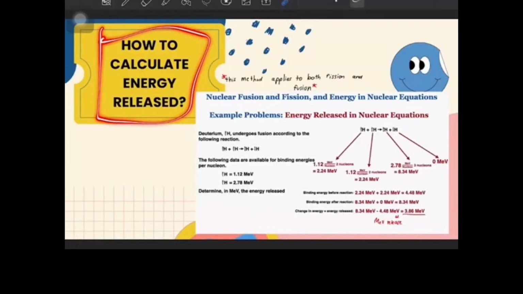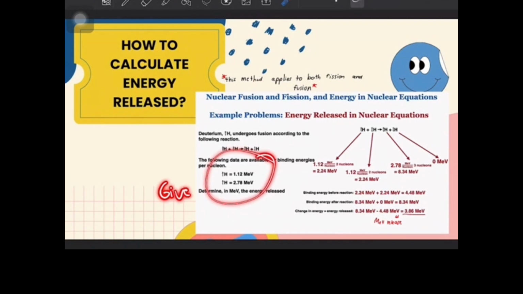How to calculate MeV release. To be able to determine the MeV release, the binding energy per nucleon must be given. Then multiply the MeV by the number of nucleons available. Then add up the amount of MeV and see the difference before the nuclear reaction and after the nuclear reaction. To determine the amount of energy released, calculate the change in energy, which is the energy after the reaction subtracted by the energy before the reaction.